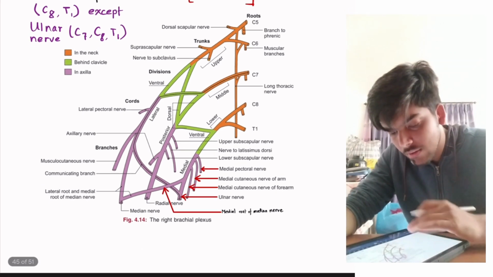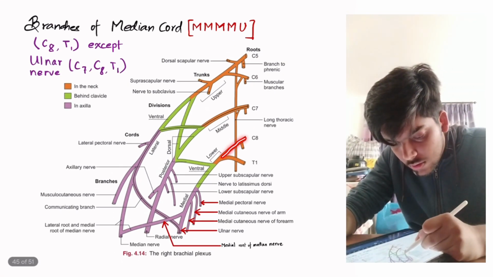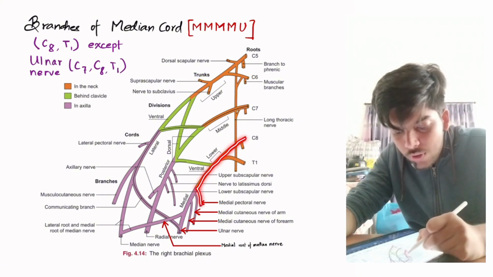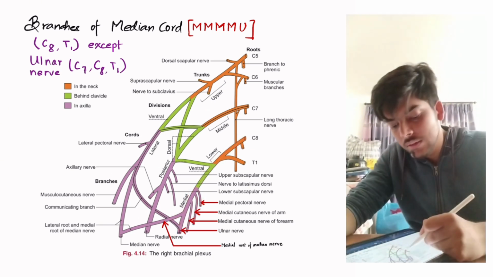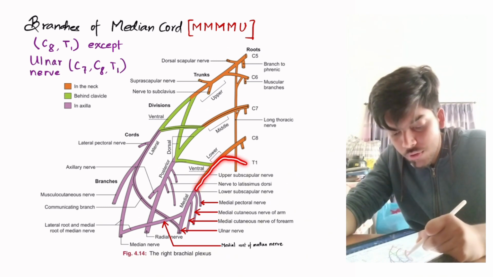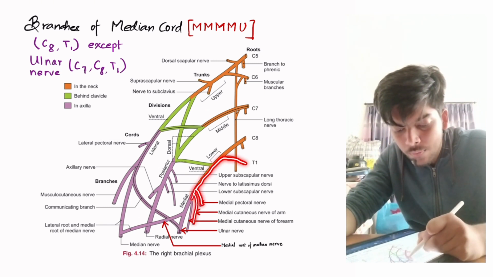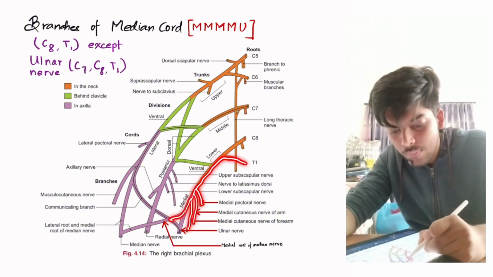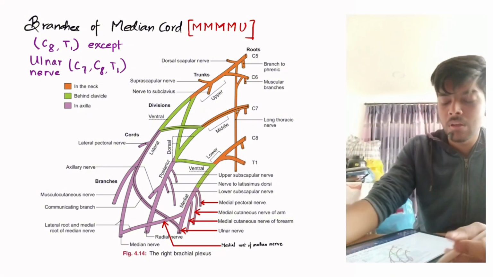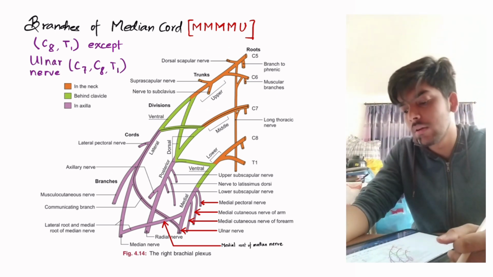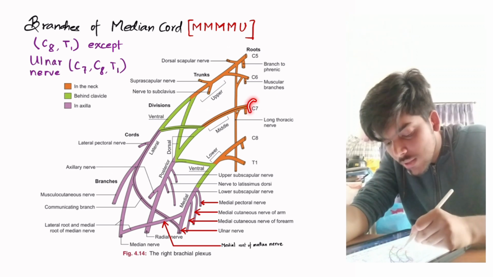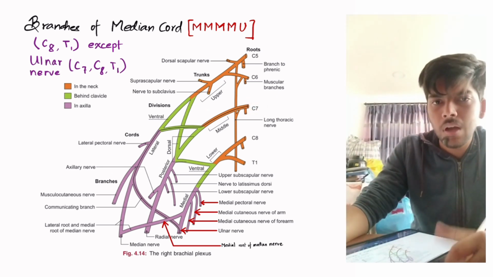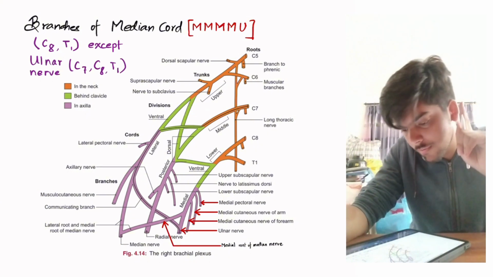So the C8 spinal nerve contributes to the first M, the second M, the third M, the fourth M, as well as the ulnar nerve. The T1 spinal nerve also contributes to first M, second M, third M, fourth M, and ulnar nerve. However, the exception lies in the ulnar nerve, because the ulnar nerve receives contributions from the C7 spinal nerve as well. How is it possible? It's possible because of this.